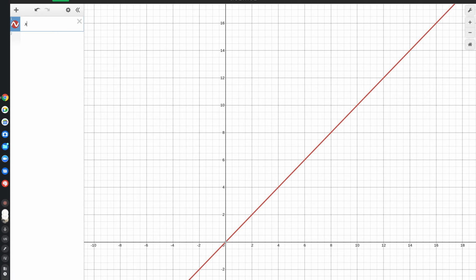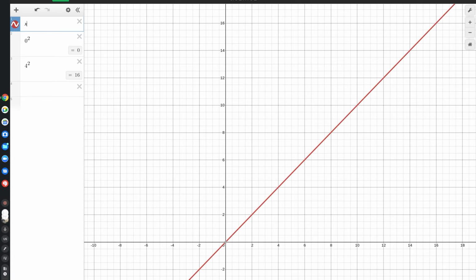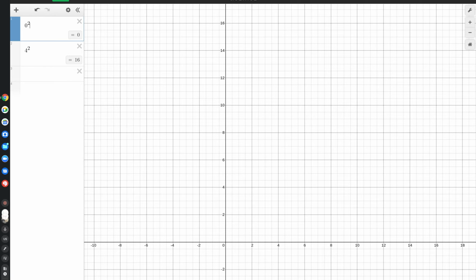So x squared, why did I delete that? Let's start at 0, we go up to 4. So what we need to do is find the functional values of each. So 0 squared is 0, 4 squared is 16. I accidentally did 4 to the 16. Okay, so 4 squared is 16.